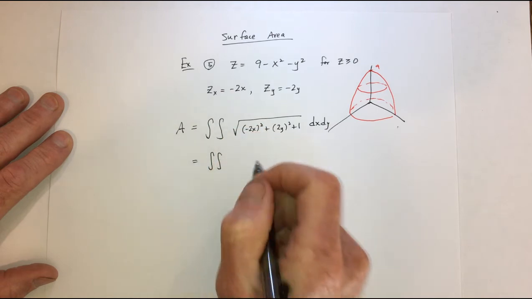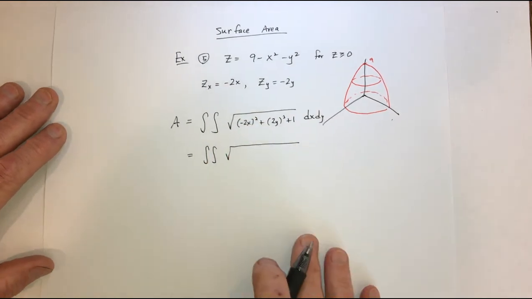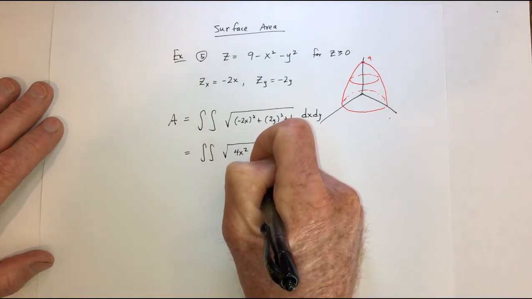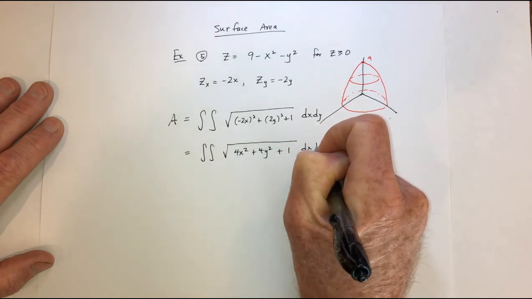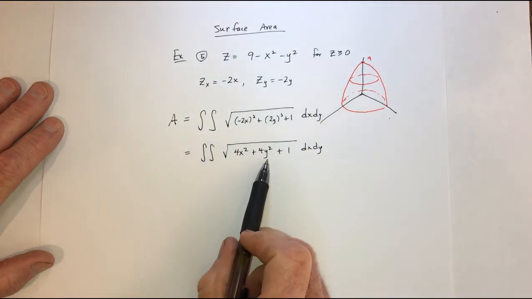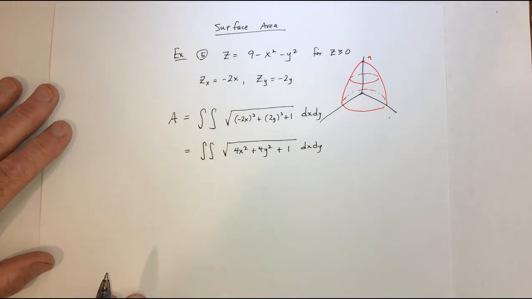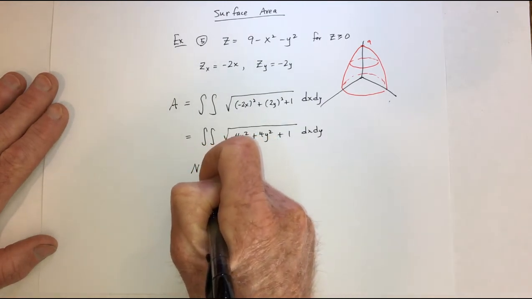So I'm not actually going to integrate this one, because what I'm trying to do is point out how we could do this in parametric. So anyway, this is going to be the square root of 4x squared plus 4y squared plus 1 dx dy. And if we were actually going to integrate this, then I would say let's change it to polar form, because that would probably be easier. But now do this with parameters.